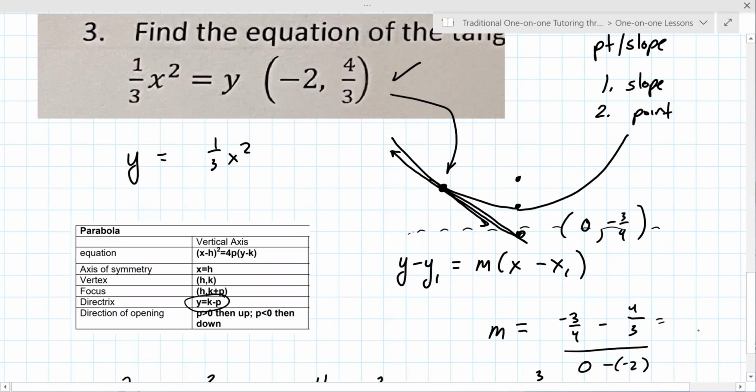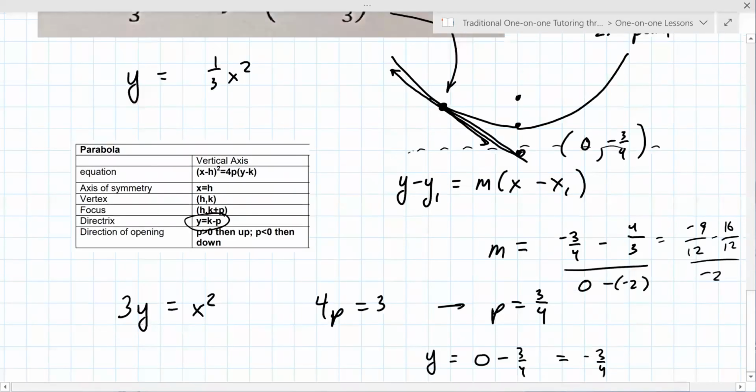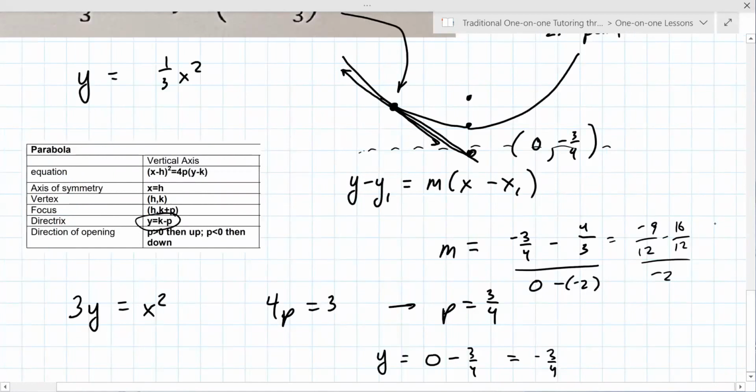So the numerator, if we make it 12, I don't feel like this is going to work. Minus 9, minus 16 over 12 over minus 2, minus 25 over 2. Yeah, that's not right. Well, wait, maybe it is. Minus 25 over 12 over negative 2. So minus, well, it's positive 25 over 24. Is that even right?